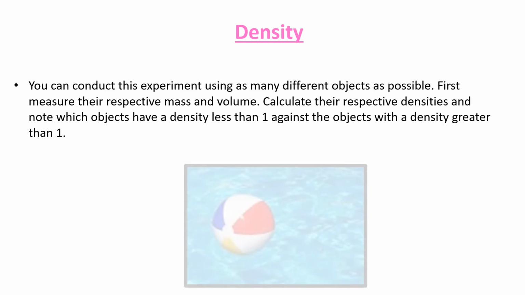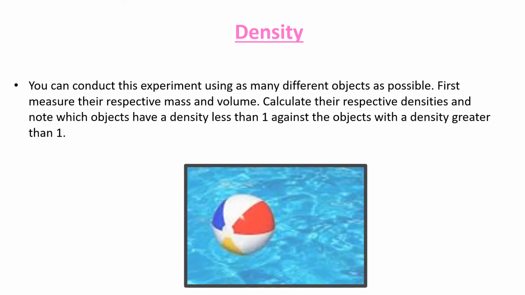You can conduct this experiment using as many different objects as possible. First, measure their respective masses and volumes. Calculate their respective densities and note which objects have a density less than 1 against the objects with a density greater than 1.